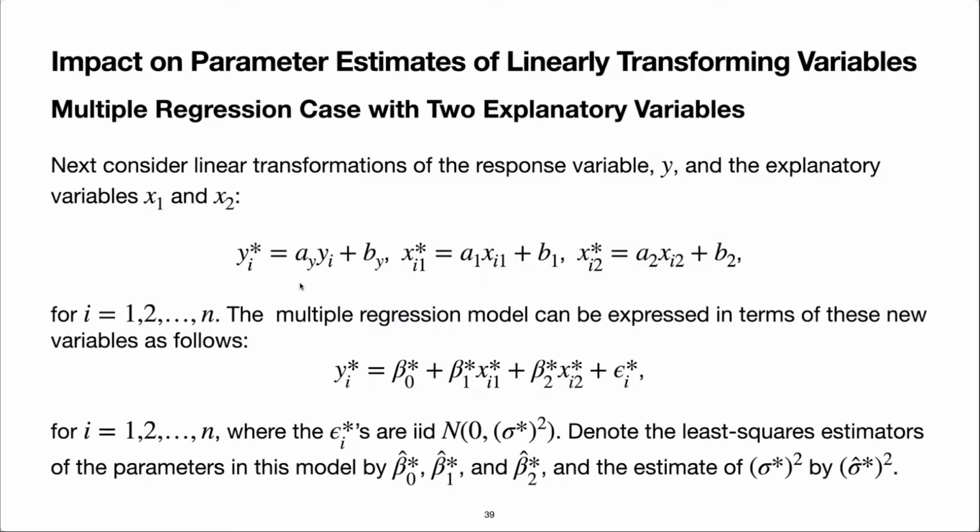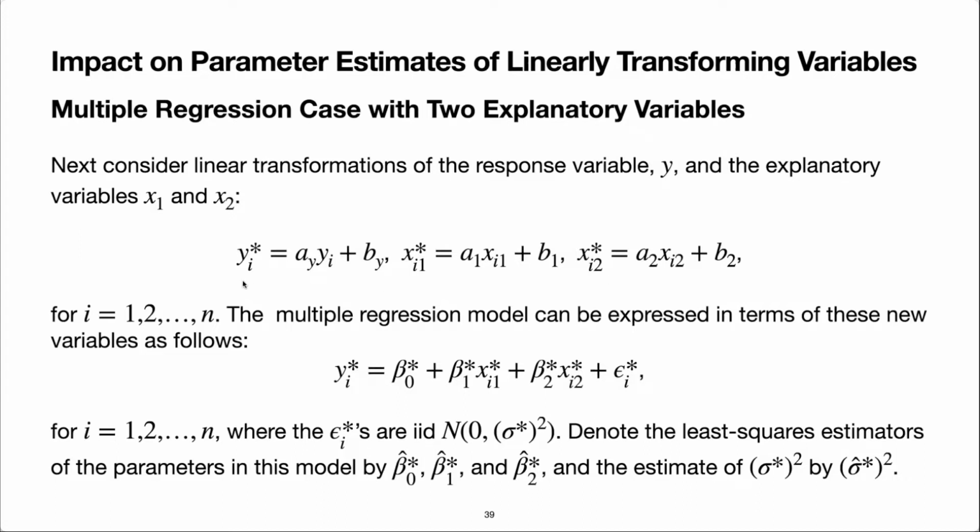All right, that's going to be defined to be a sub y times the original response y sub i plus b sub y. We transform the x1 variable. The transformed version is denoted by x sub i1 star, and that's a1 times x sub i1 plus b1. And then the transformed version of x2 is denoted by x sub i2 star, and that's defined to be a2 times x sub i2 plus b2.